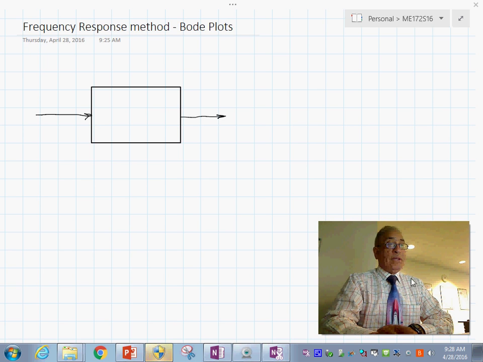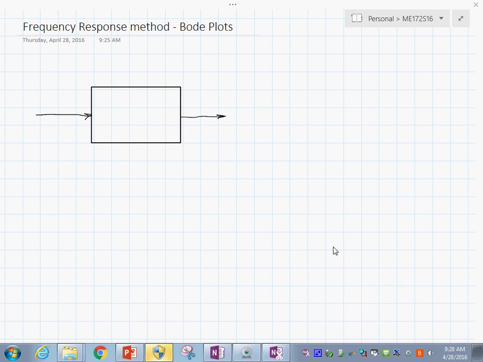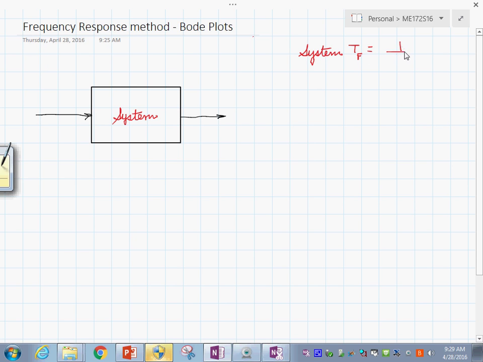So let's begin with the simple system that I have drawn over here, and I am going to write in here: system. This system could have a transfer function, just for the sake of example, let's call it 1 over (s plus 1) times (s plus 5), let's say something like that.